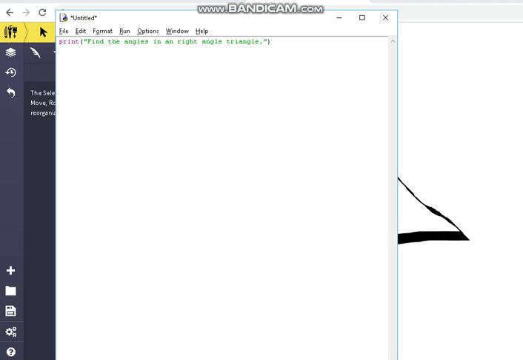Well, you know there's only one way, right? It's SOHCAHTOA, which is sine equals opposite over hypotenuse, or cos equals adjacent over hypotenuse, or tan equals opposite over adjacent. So first of all, we have to give an input to the user.